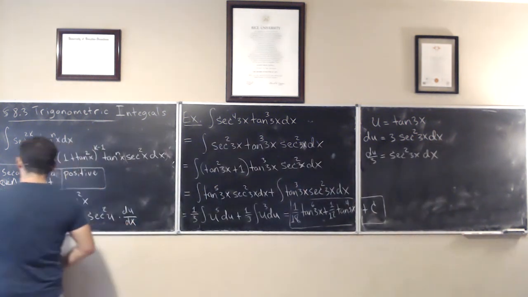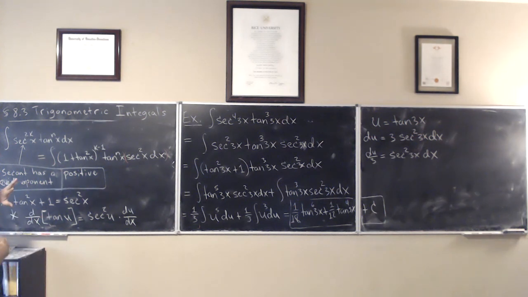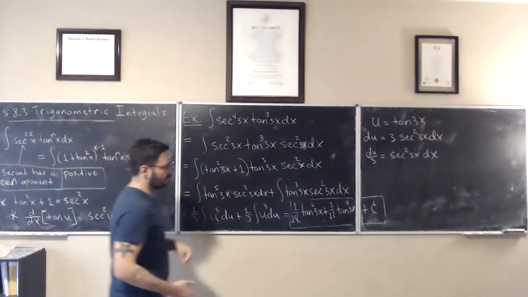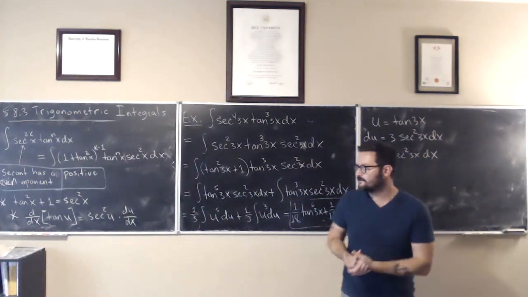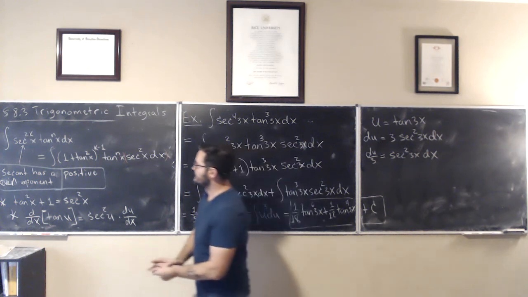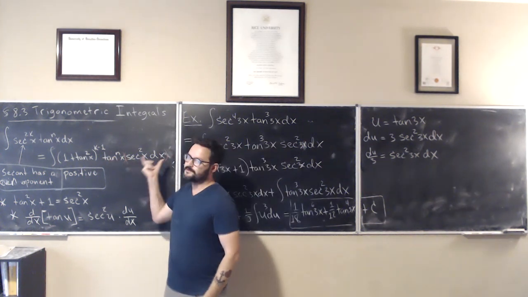And since these were the two main topics for the product of secant and tangent, when you have a positive even power for secant or an odd positive power for tangent, these are the two methods that you can use to integrate these terms. And again, it's all about u du separation.